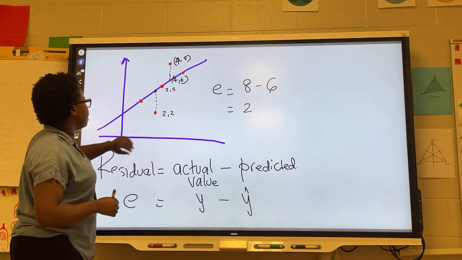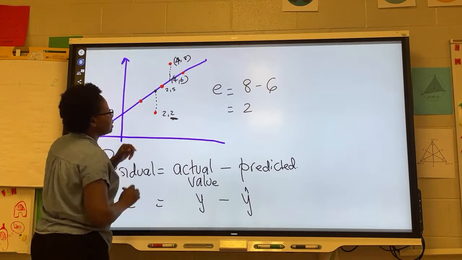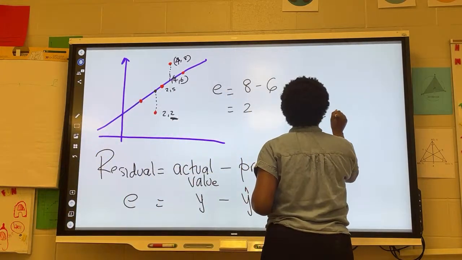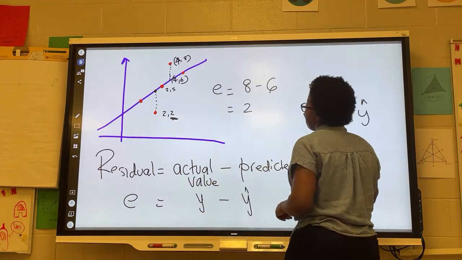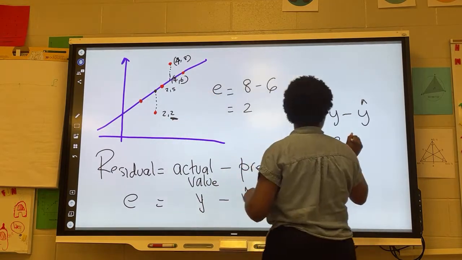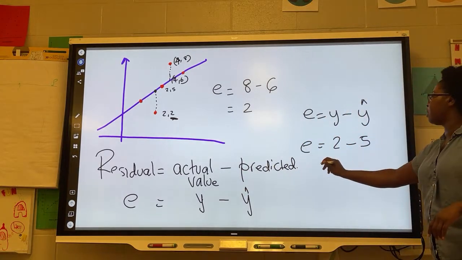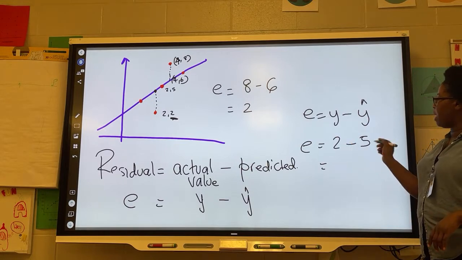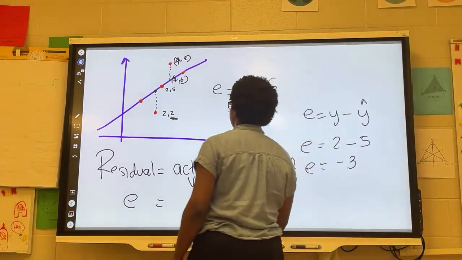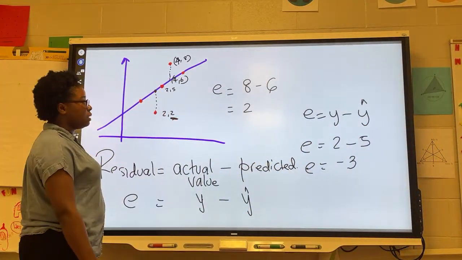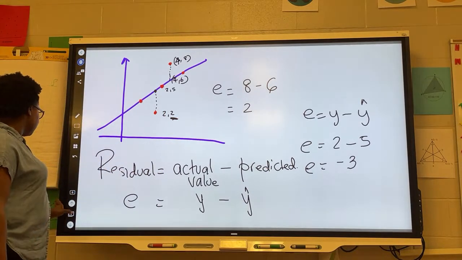Let's examine the one here. The actual value is the one in red. So the actual value here is 2. E is equal to y minus y hat. The actual value here is 2, but the model predicted it to be 5. To find the residual, you put in what you have here. So 2 minus 5 is a negative 3. And so you say the model overestimated this one. Alright? And that's how you calculate the residual of your data values.